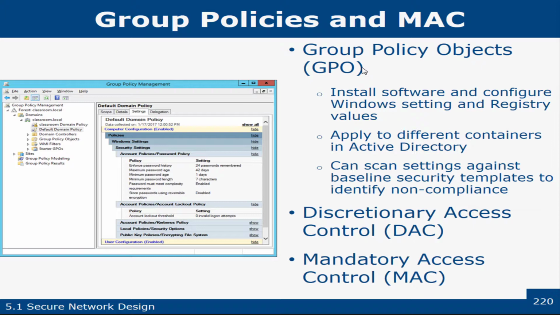Mandatory access control is similar to role-based access control, where you need to have a specific level of clearance. If you're familiar with the U.S. government, then you would know they have secret, top secret, confidential, etc. That's considered mandatory access control. You have to be approved for a certain level of access.